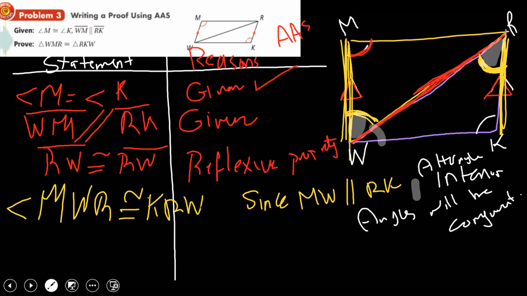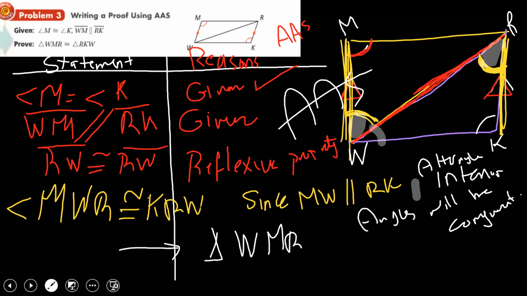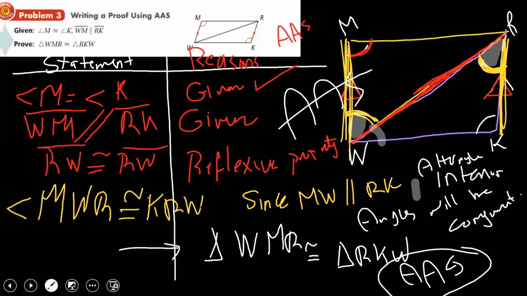So now, what did I prove? Did I prove that I have a congruent corresponding side? Yes. Did I prove that they have two angles that are congruent? Yes. So can the AAS work now? Yes, teacher. Because of that, I can conclude now that triangle WMR is congruent with triangle RKW because of AAS. Yes, angle, angle, side. Is it clear now?